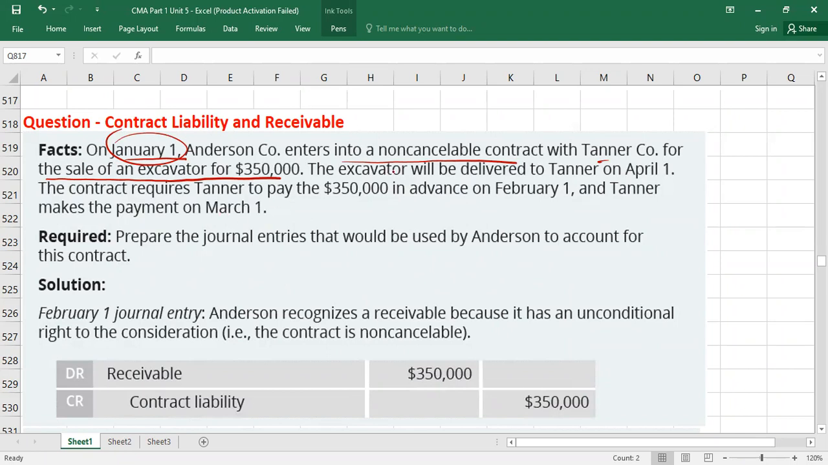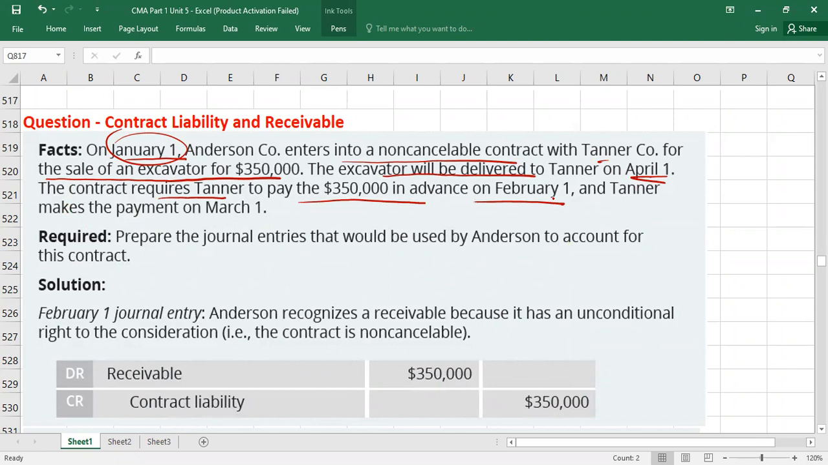The point is only debit. Debit will go to receivables or contract asset. Okay? Then they're telling you the excavator will be delivered. It's not delivered yet. It will be delivered on April 1. The contract requires Tanner to pay 350,000 in advance on February 1. Okay, what happened actually? Look, on January 1, you entered into the contract.